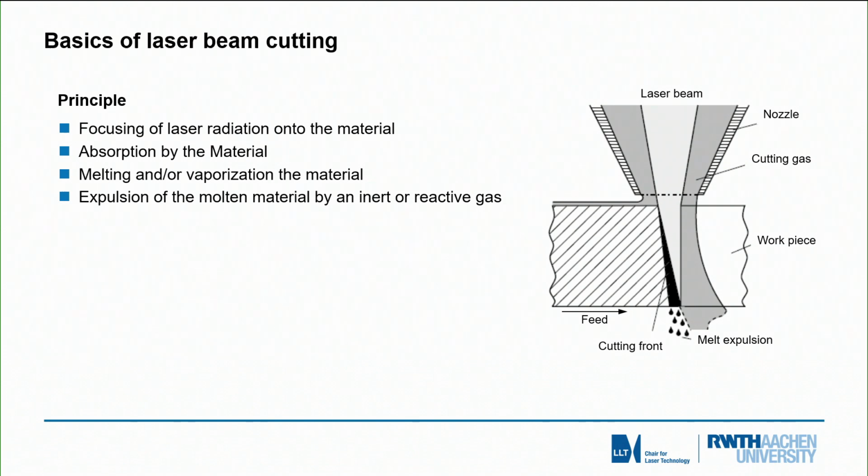It is shown in the sketch on the right-hand side, where you can see the laser beam coming from the top, melting the material in parallel. Coaxially in a nozzle we apply a gas jet which accelerates the melt and helps the melt to get blown out of that processing zone, usually to the bottom of the cut.